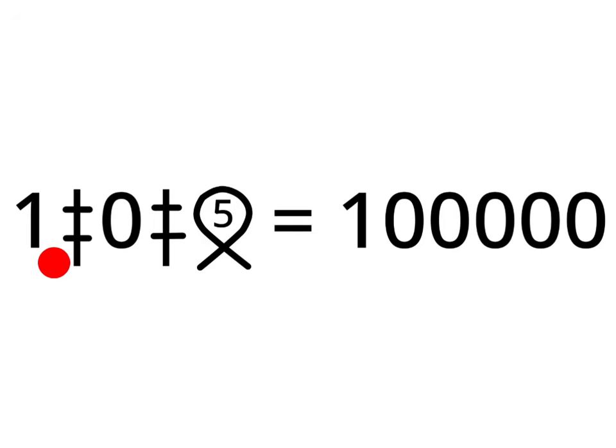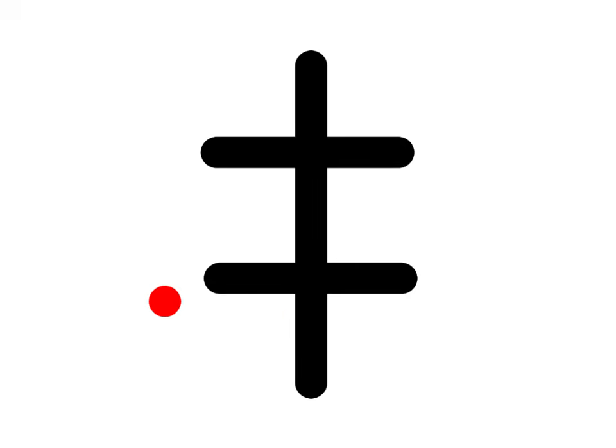So, for example, 1 and then 0 in sticks, and then the 5 nested is 100 million, because we're saying we're repeating the 0 5 times, so that's 1 followed by 5 zeros. So we can make pretty much anything out of this stick symbol.